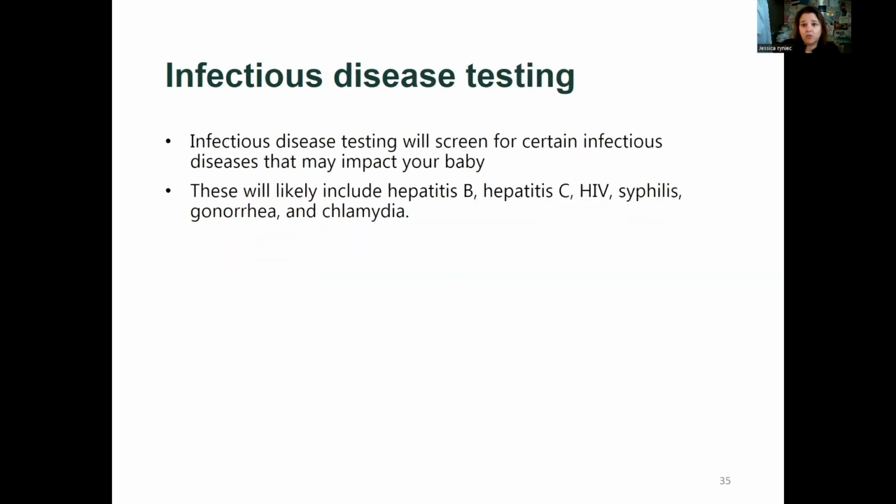And finally, we also do other infectious disease testing to make sure we know what might impact your baby. These are typically things like hepatitis B, hepatitis C, HIV, syphilis, gonorrhea, and chlamydia. This is also helpful if you end up doing something like IVF, because we need to assess the risk of people that are taking care of you too.